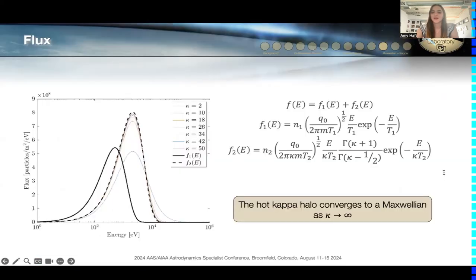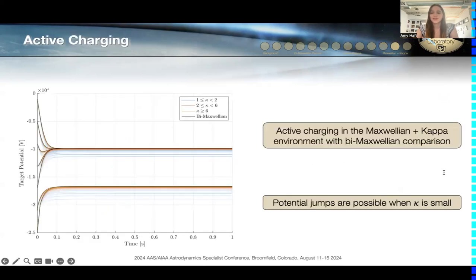The flux for the Maxwellian core and kappa halo environments is simply the sum of a Maxwellian for population 1 and a kappa for population 2. You can see in the figure how the population 2 flux converges to Maxwellian as kappa goes to infinity. At that point, the flux is the same as a bi-Maxwellian plasma. Here you can clearly see how the charging response becomes bi-Maxwellian as kappa goes to infinity. You can also see the same potential jumps we saw in the kappa plasma when kappa is small.